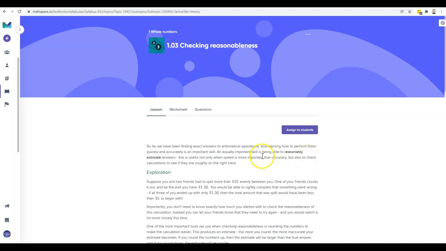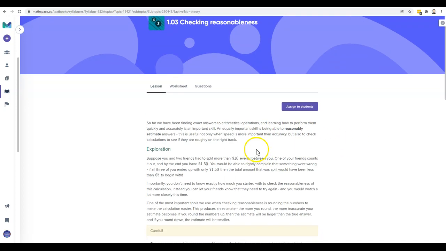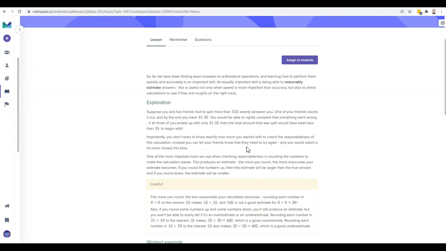So we have a look at the lesson provided. I'm not going to read through this in detail. You can of course do this yourself, but it basically talks about this concept. So while finding an exact answer of course is the overall idea to get an answer for a question, sometimes we don't need to do that. Sometimes we just need to be close enough.